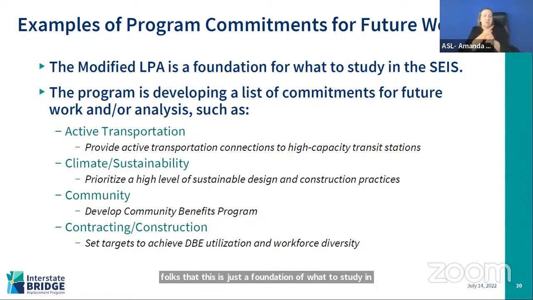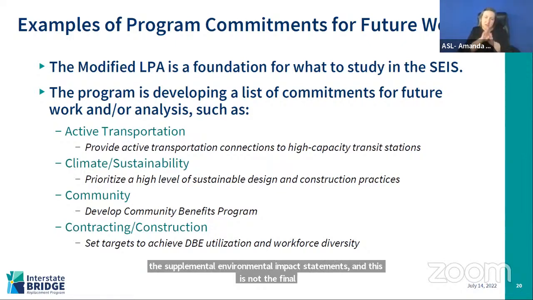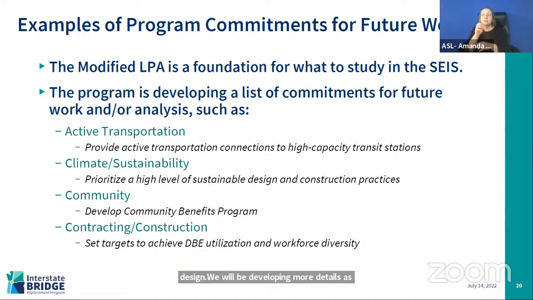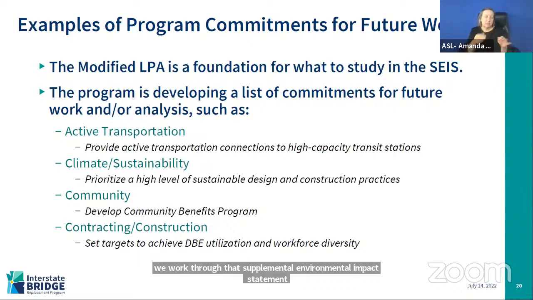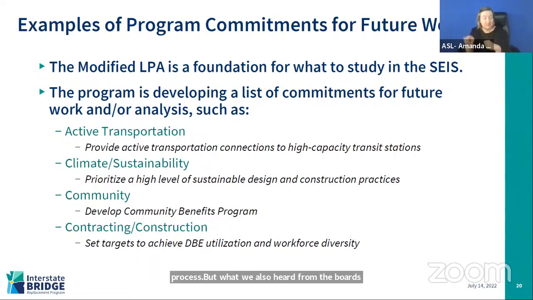And this is not the final design. We will be developing more details as we move through that supplemental environmental impact statement process. But what we also heard from the boards and councils, they are developing a list of commitments that they want us to include, study, and give them feedback on.